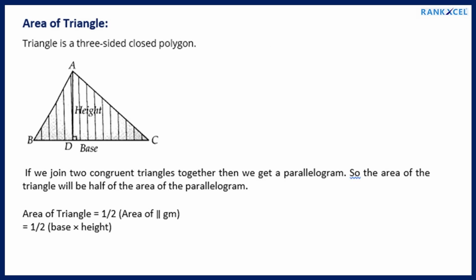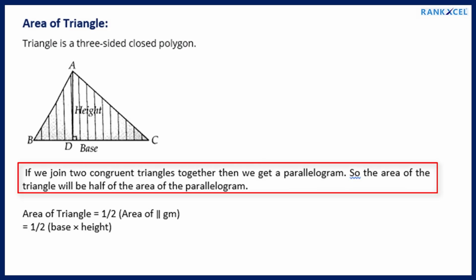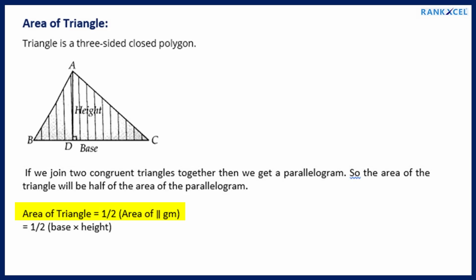Area of triangle. Triangle is a 3-sided closed polygon. If we join 2 congruent triangles together, then we get a parallelogram. So the area of the triangle will be half of the area of the parallelogram. Area of triangle equals 1 by 2, area of parallelogram, equals 1 by 2, base times height.